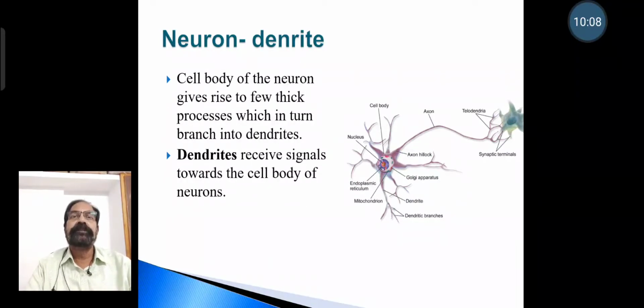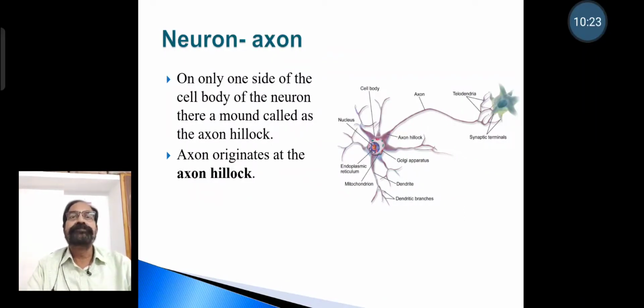Dendrite. The cell body of the neuron gives rise to a few thick processes which in turn branch into dendrites. Dendrites receive signals towards the cell body of the neuron. Axon. On one side of the cell body of the neuron, there is a mound called the axon hillock. The axon originates from the axon hillock.